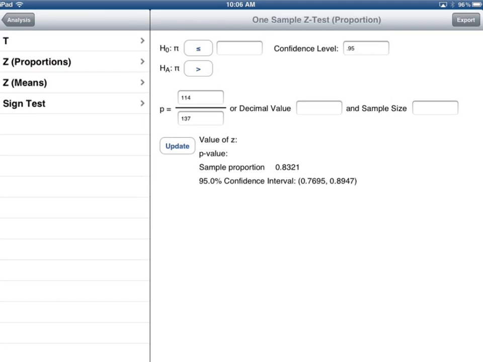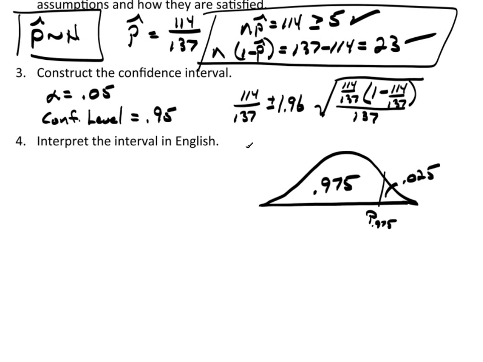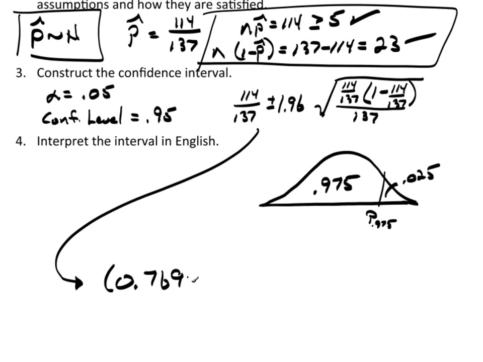Now when I tap on Update, I see the pieces that I need. The sample proportion, remember I said, is about 0.8321, rounded at 4 places. And this is my confidence interval, 0.7695 to 0.8947. So the confidence interval, if I were to actually do all that by hand, would be just what we had, within rounding, 0.7695 to 0.8947.